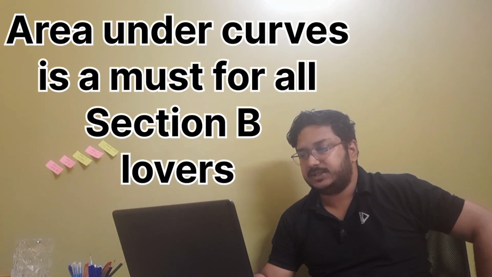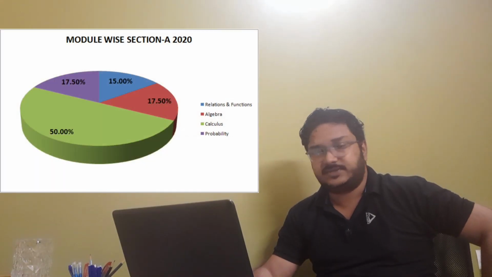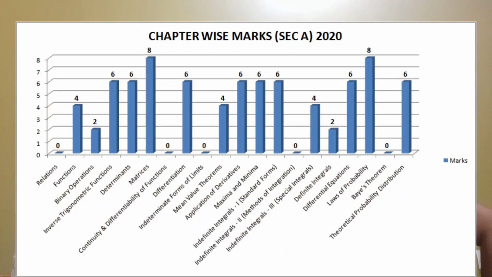So now let us see year 2020. In year 2020 in section A, again calculus has 50% of the questions. Chapter wise, matrices again has the highest number of questions. Then a few chapters have no questions at all, like relations, continuity and differentiability, indeterminate forms of limits, indefinite integrals, and Bayes theorem. Laws of probability and matrices were the highest in this year.